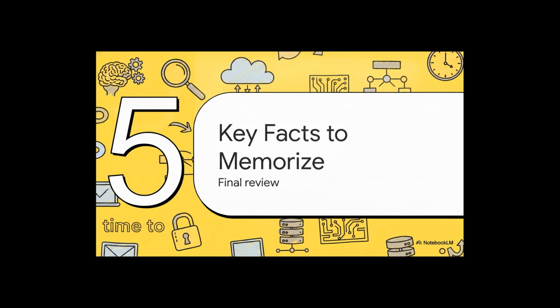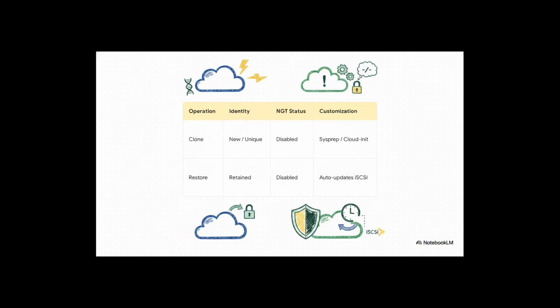Finally, Section 5. Let's bring it all together with the key facts to memorize. Burn these golden rules into your brain for exam day. When you perform a clone, you are generating a new, unique UUID and MAC address. You manage the guest OS identity using sysprep, remembering those double backslash escape characters, or cloud-init. When you perform a restore, you retain the original UUID and MAC. But in both scenarios, NGT requires your manual intervention to re-enable the services safely. And remember, for in-guest iSCSI, the Nutanix guest agent is vital because it auto-updates the guest with the new timestamped IQN.